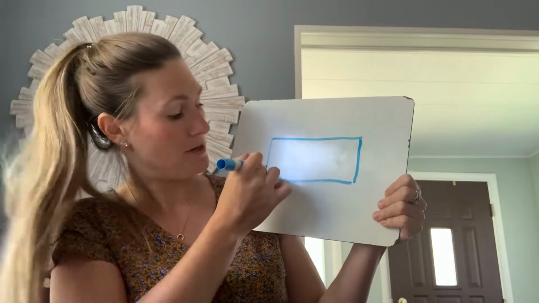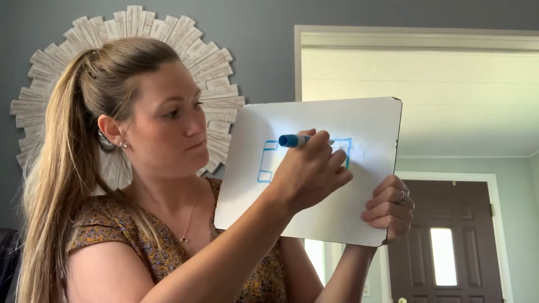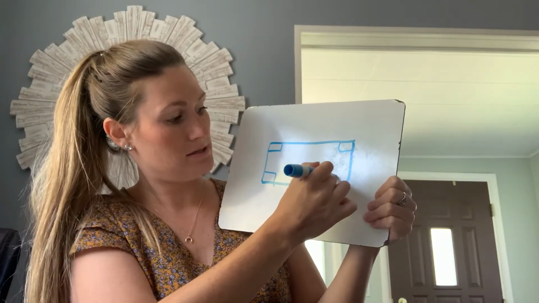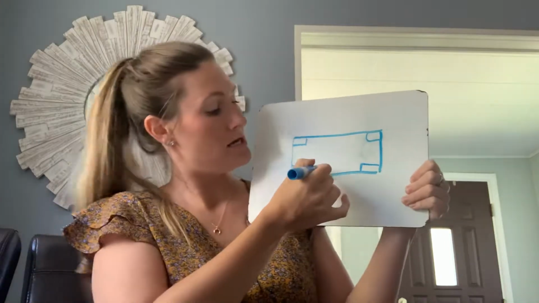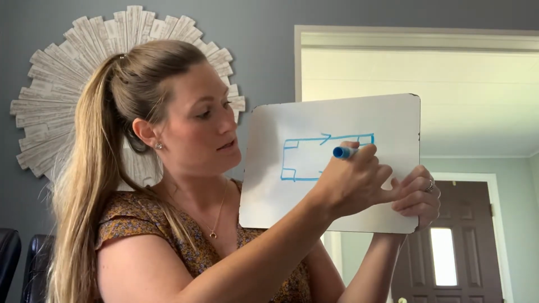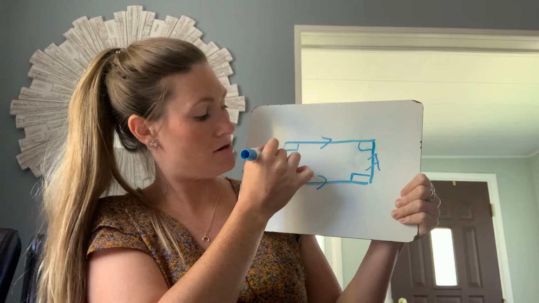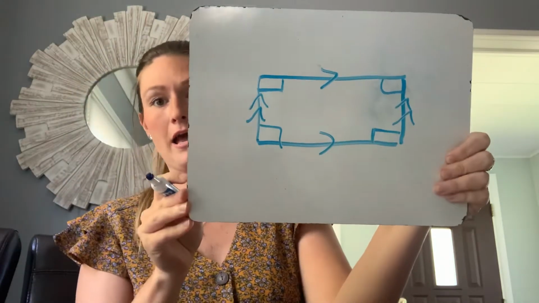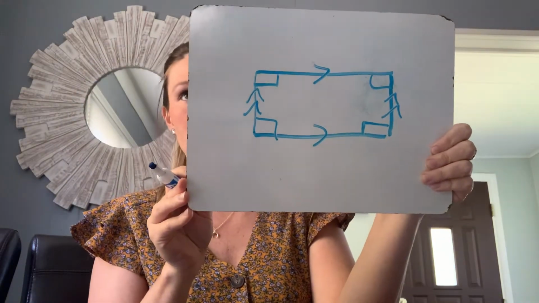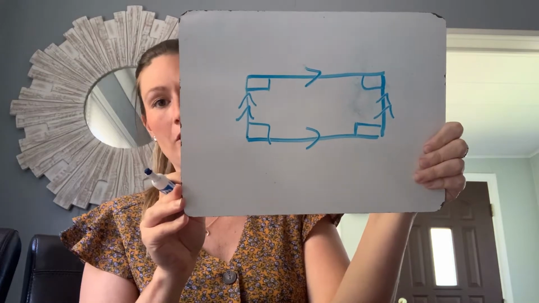So again, my rectangle looks like this. I'm gonna put my 4 corners in, like that, and then my parallel lines. So that, 2 arrows, remember? And it looks just like this. So that is number 1B.